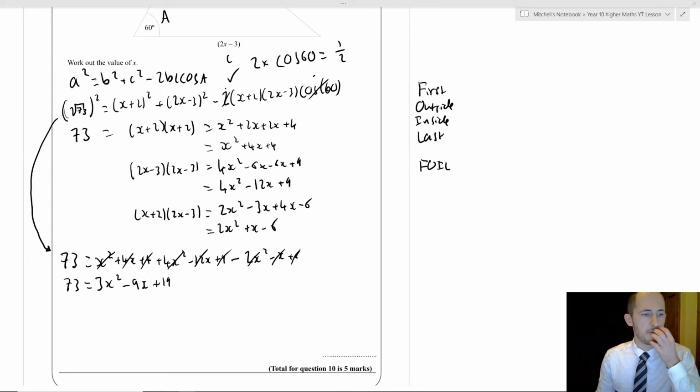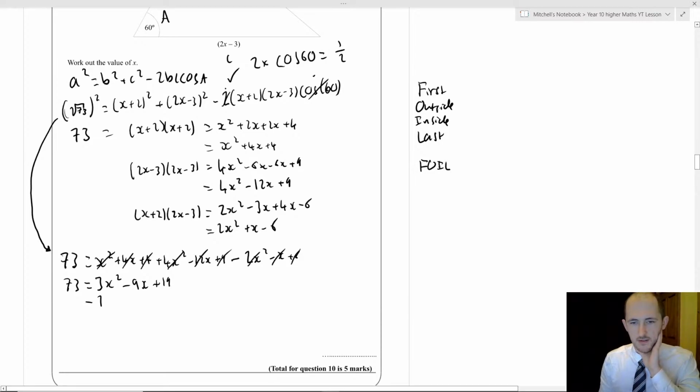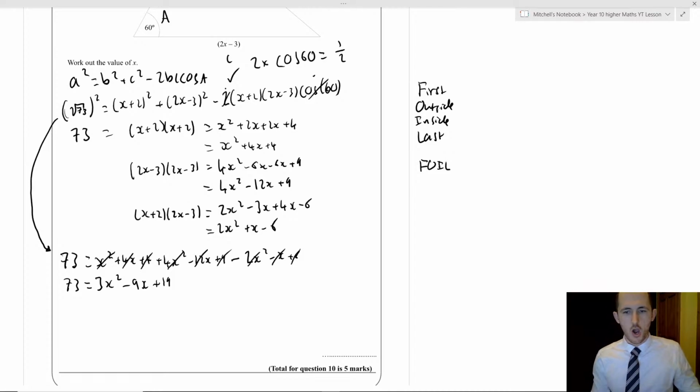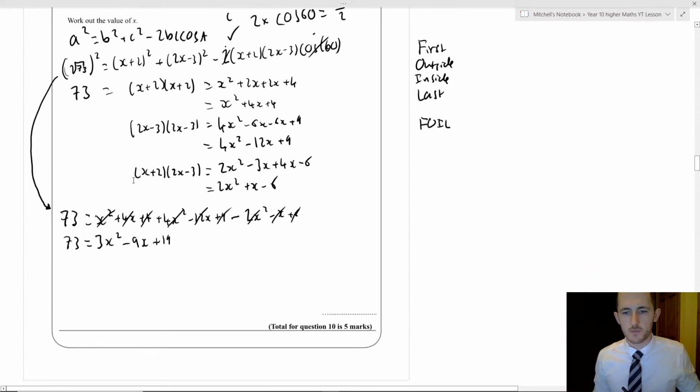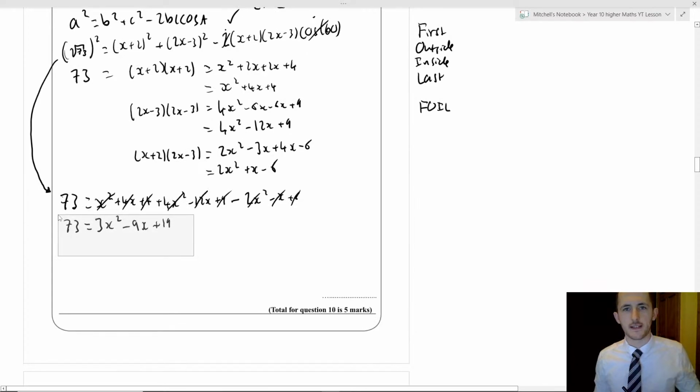Oh boy. Okay, that looks right to me so far. But again, you know, I'm only human. Minus 73 from both sides. Because actually, before I do that, hopefully you're looking now that finding out the value of x just means we're solving this quadratic.